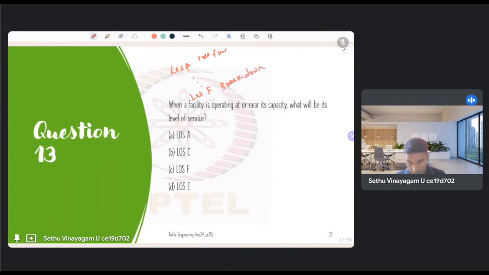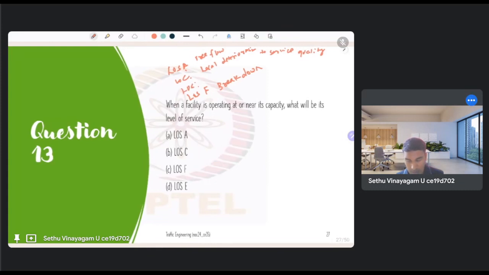Okay, so in the middle you have like LOS C. LOS C is where there will be local deterioration to service quality. Even though you will not see the whole traffic stream getting affected, there will be local deteriorations in the service quality. And just before breakdown, so breakdown is when demand exceeds capacity. So just before it exceeds, it will be near the capacity, right? It will be close to the capacity. So demand is approximately equal to the capacity. That is your LOS E state. So therefore, the right answer is option D. It is LOS E.